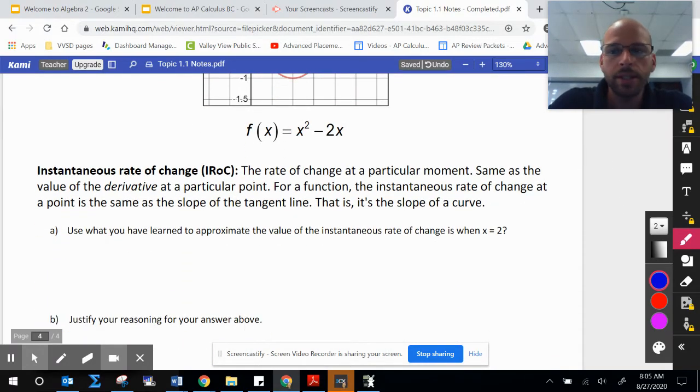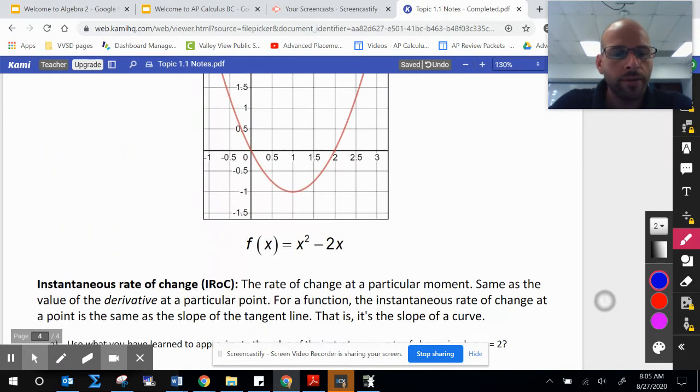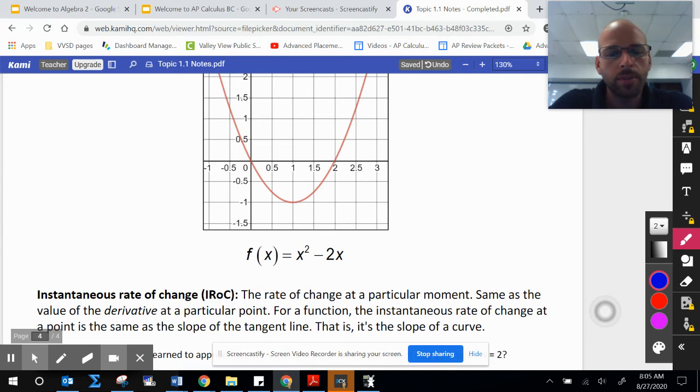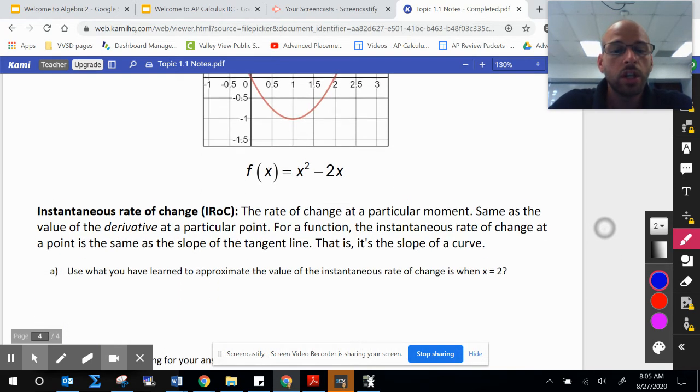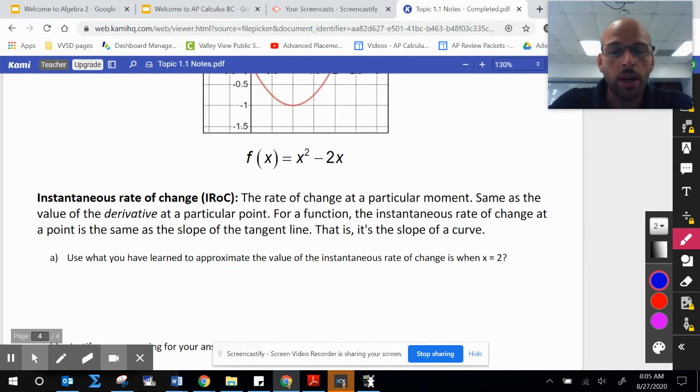So this is the last piece for topic 1.1. It's the same graph. We're going to talk about something called instantaneous rate of change rather than average rate of change. The rate of change at a particular moment is an instantaneous rate of change. So it's at 1 point instead of 2. It's the same as the value of the derivative at a particular point. You're going to see this word a lot in the coming topics. The derivative calculates an instantaneous rate of change.